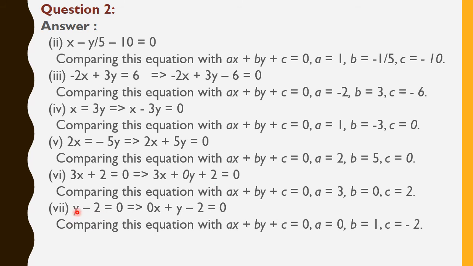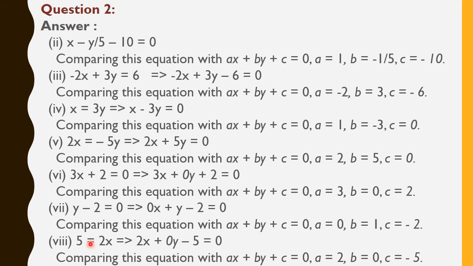The seventh equation is y minus 2 equals 0. This is the same case as the previous one. We do not have the x variable here, but we have to write it in the general form of a linear equation with two variables. Therefore, we will write it as 0 into x plus y minus 2 equals 0. Comparing with the general equation, we get the value of a as 0, b as 1 into y, and c will be minus 2.